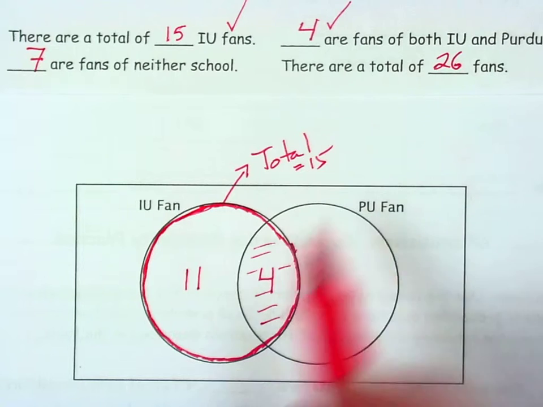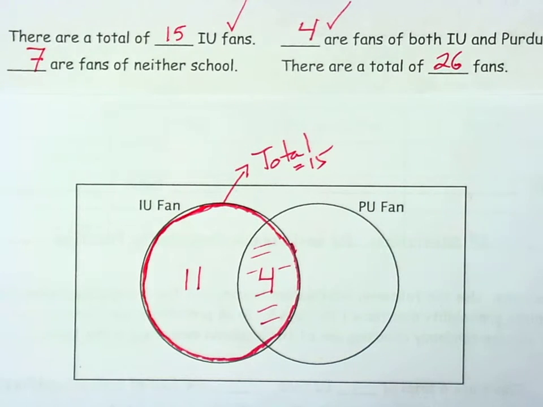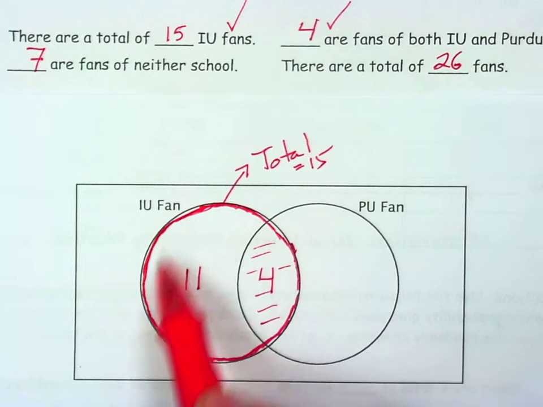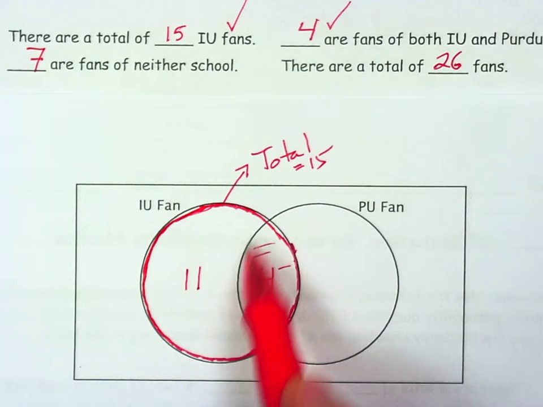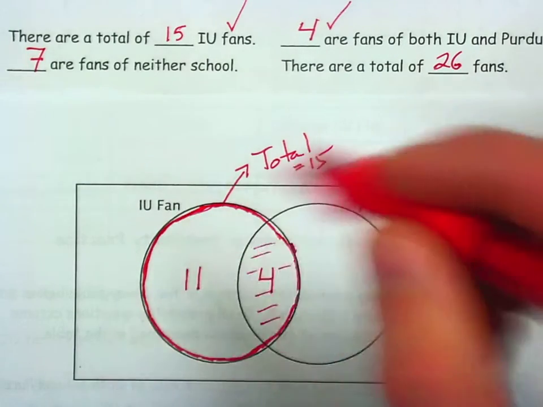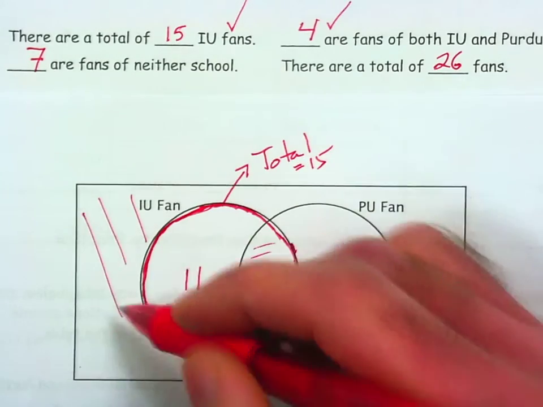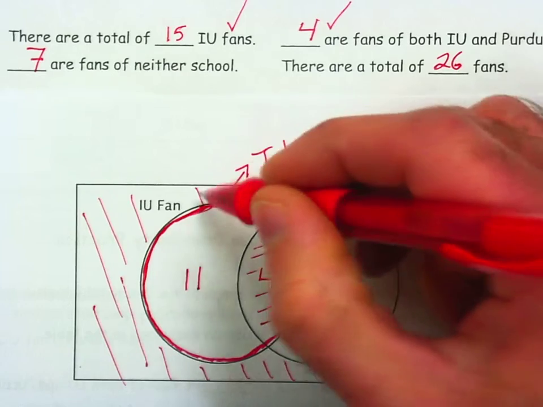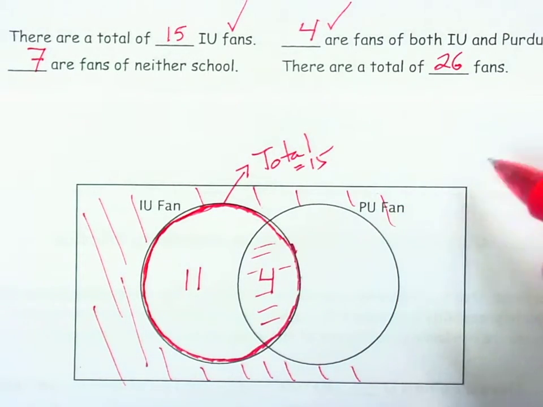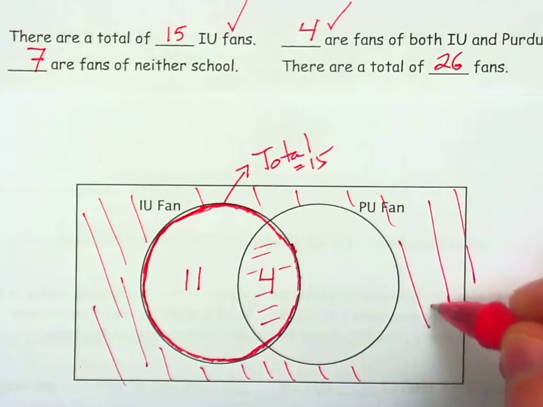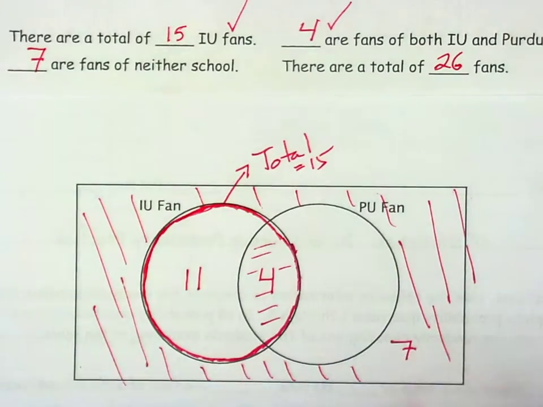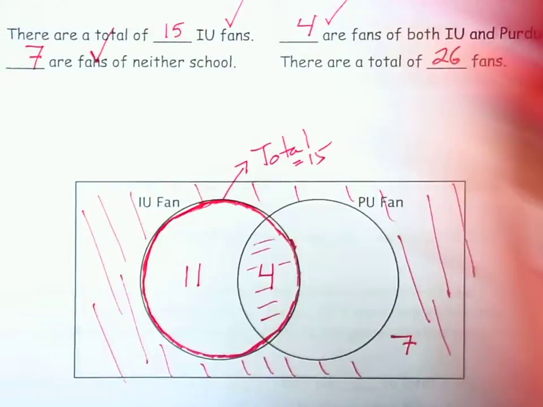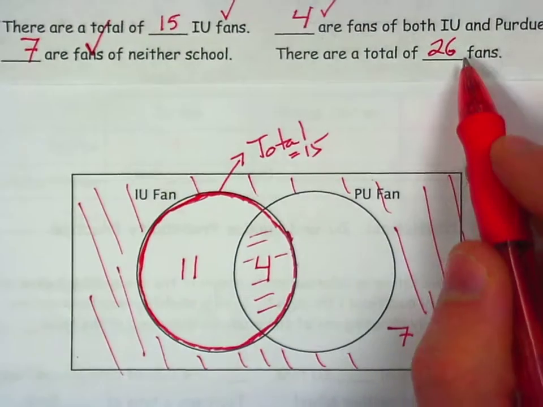So I know that there are 7 fans then of neither school. Those fans can be in neither the IU circle nor the Purdue circle. So we're talking about this space outside of both of the circles. This is where we will put those 7 fans that are fans of neither school. I'll put them right here. There's the 7.